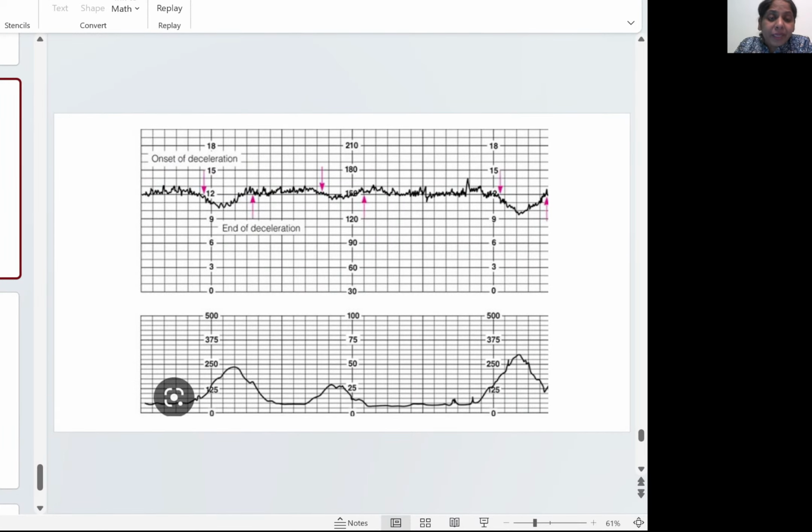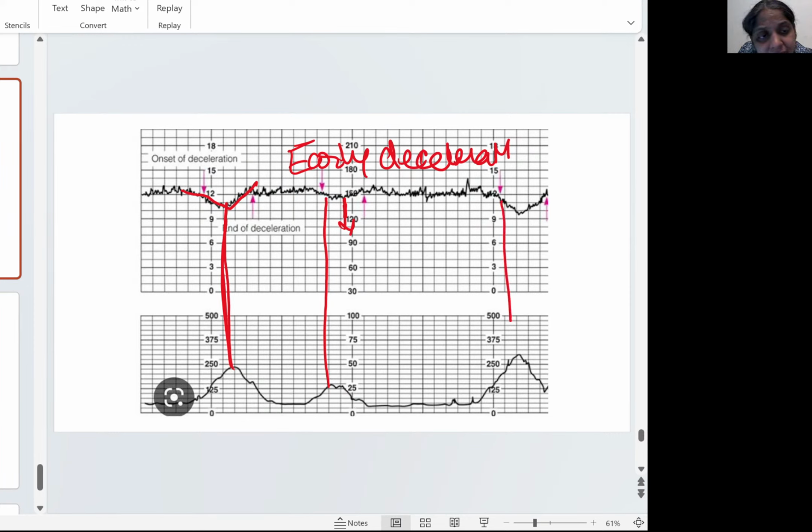Okay, now there can be early deceleration, right? What is early deceleration? When the deceleration dip and the contraction peak coincide. Early deceleration means the deceleration is coming with or before the contraction. You can see here, this is the deceleration dip and this is the contraction peak. Is it okay? This is known as early deceleration.